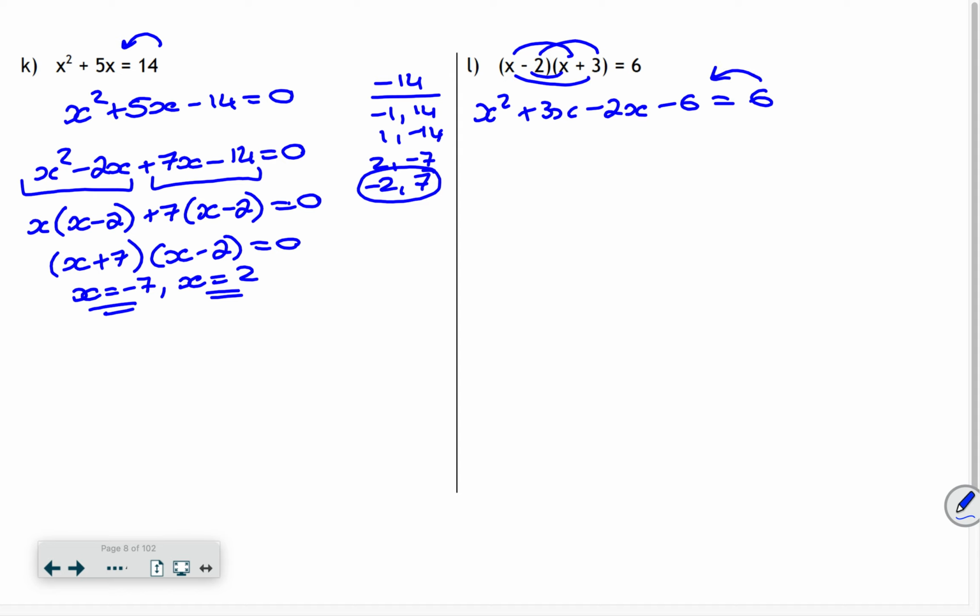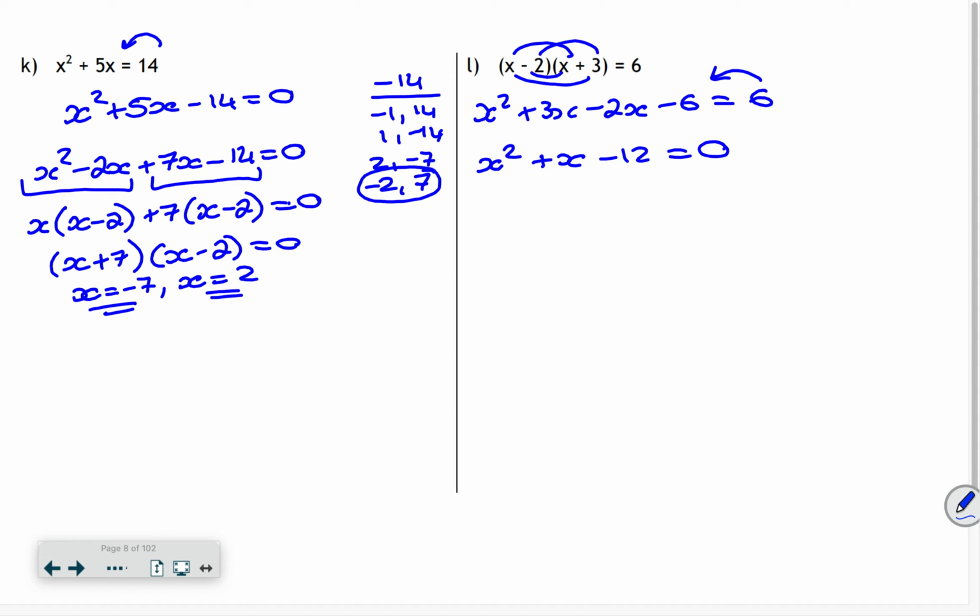Now take the 6 across. So I get x squared. 3x take away 2x is just x. If I take the 6 across, that becomes a minus 6. So it'll be minus 6 take away 6 is minus 12 is equal to 0. And only at this stage can I now factorise. You can only ever factorise when the right hand side is equal to 0.